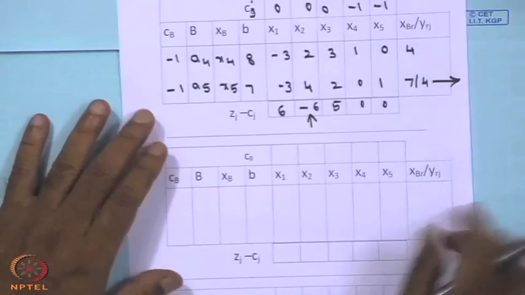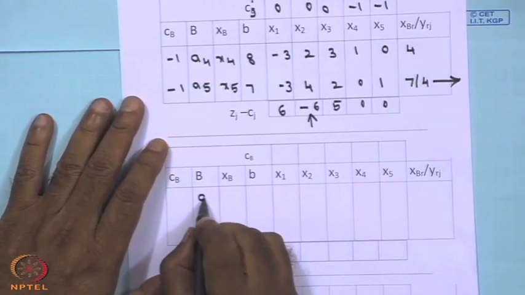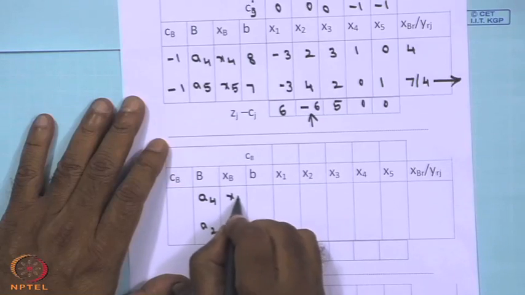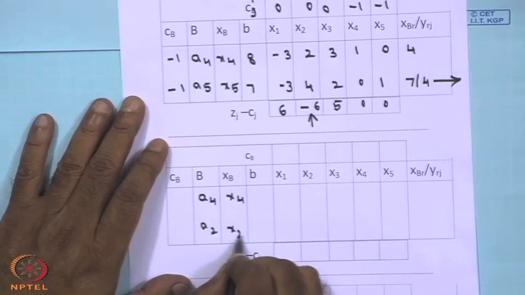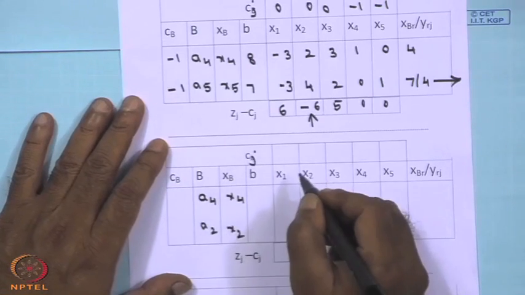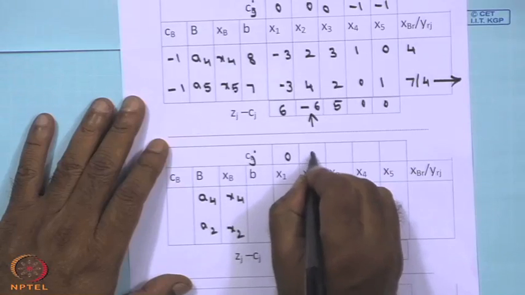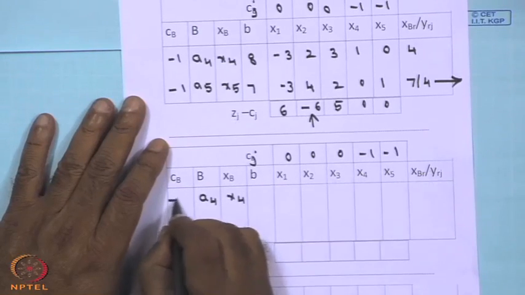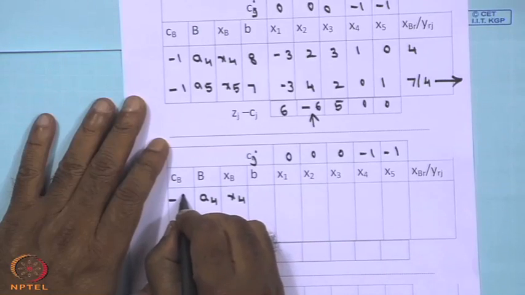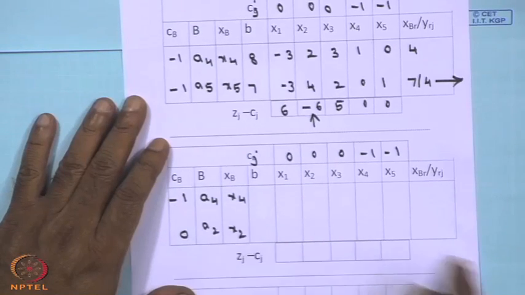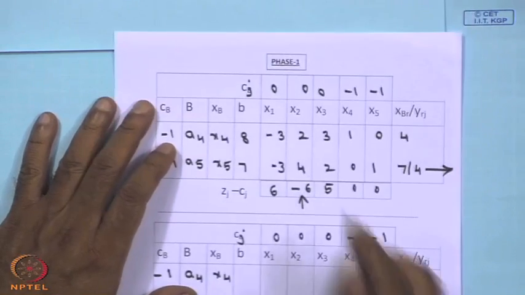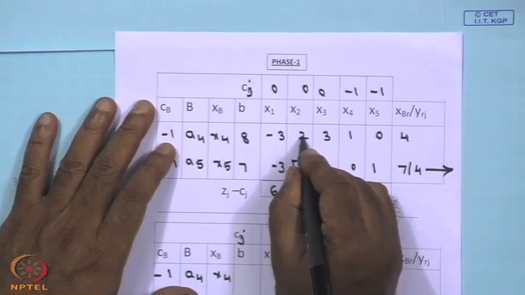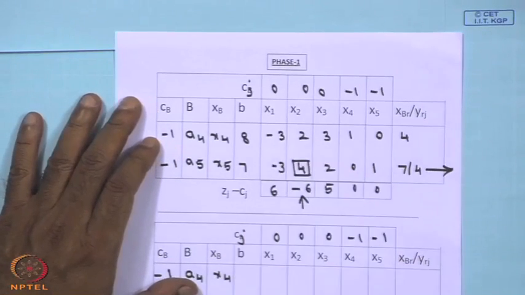So, in the next table therefore, you will have two things, one is a4, a2, that is x4, and instead of x5 it is x2. Your Cj is 0 0 0 minus 1 and minus 1. So, it is again minus 1 and 0. So, in this case your pivot element was this. So, I have to make this as 1 and corresponding to this row I have to make as 0.